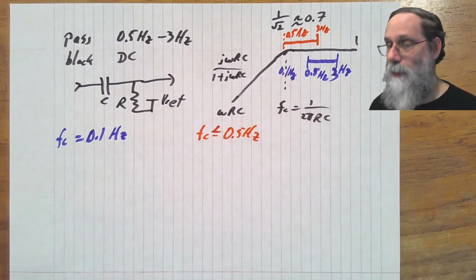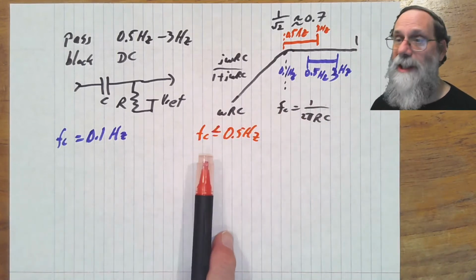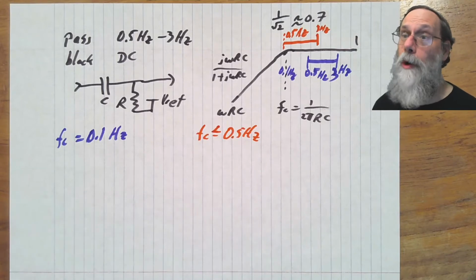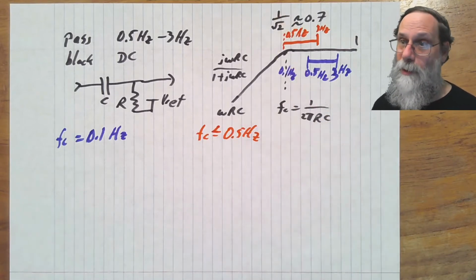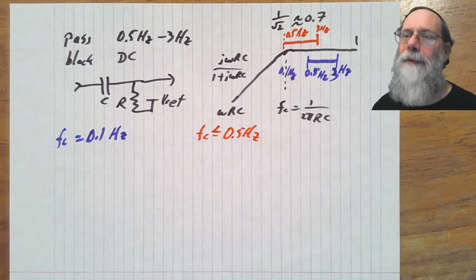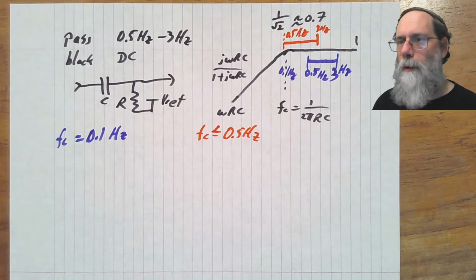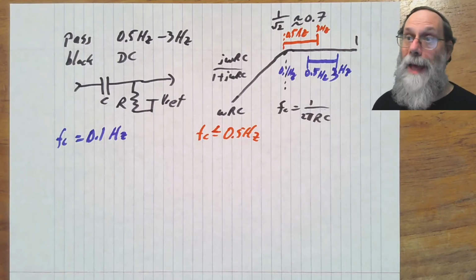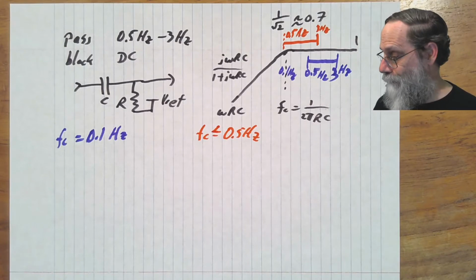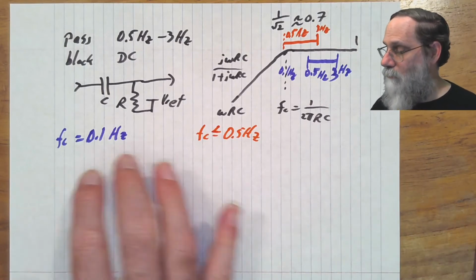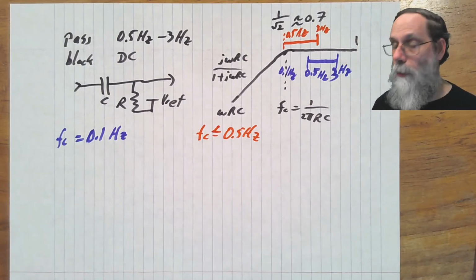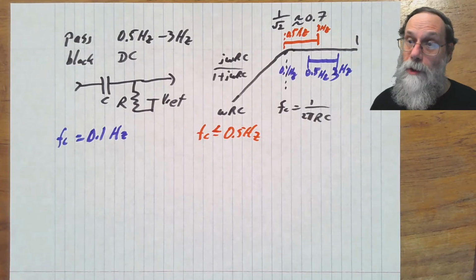Because if the corner frequency is just a little above that, then we're attenuating more than the 1 over square root 2, and that's now violating what we would accept as passing the frequency. Okay, so two designs. What do we need to do? We need to figure out what's R, what's C.